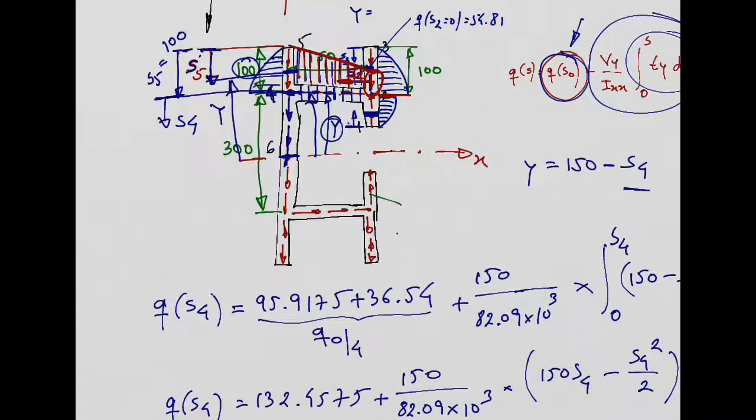So which means from point 4 until point 6 we will also have a quadratic distribution, something like this. Okay?